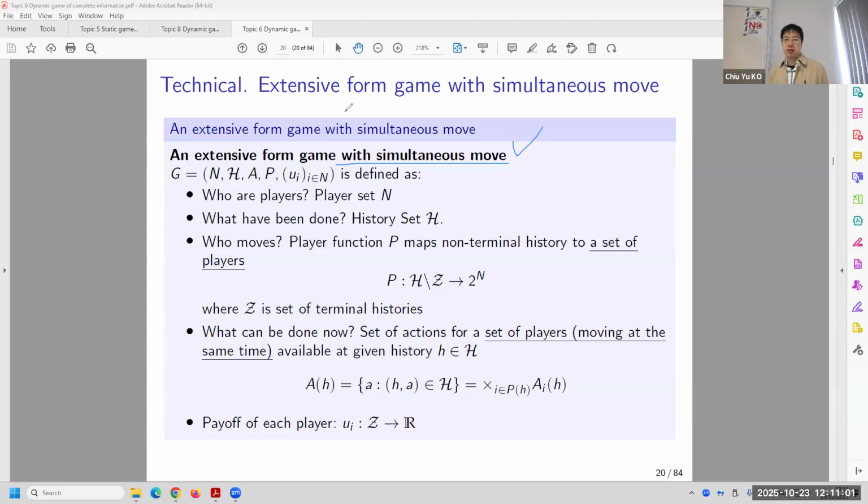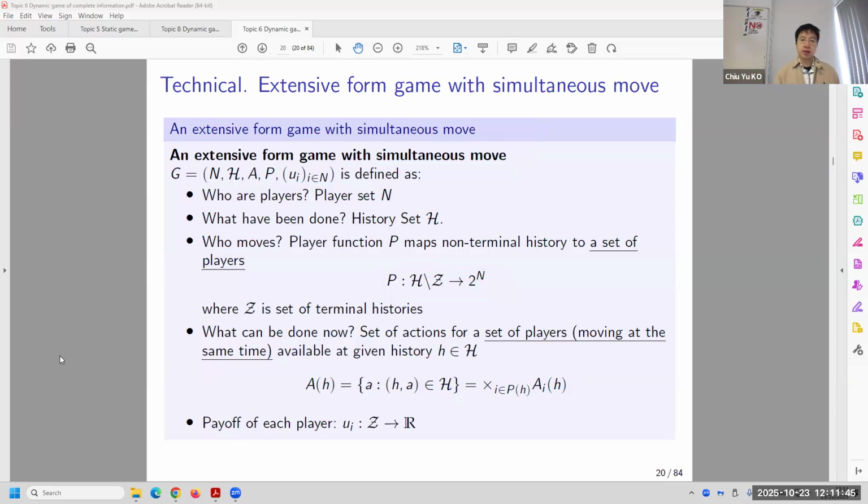So the definition is very clear. It's not different from before. Same. What's different is this: the player function is no longer mapped to N, but now to the power set of N. It means you map to a subset of players. You can tell, not just one move, but a bunch of guys moving. An action will be a product set, right? Just like who can be moving, not just one guy. Other things the same. So you can see not much different, right? In terms of definition.